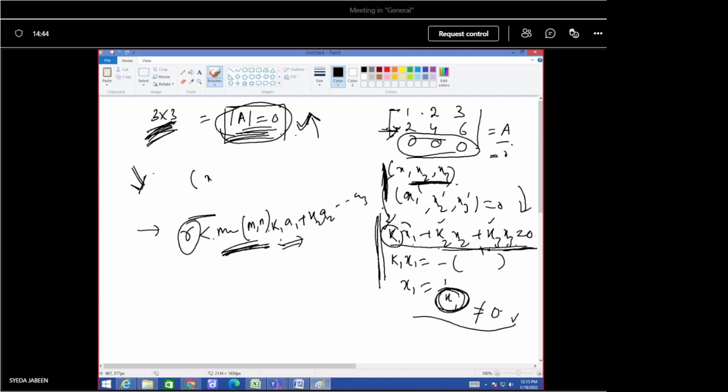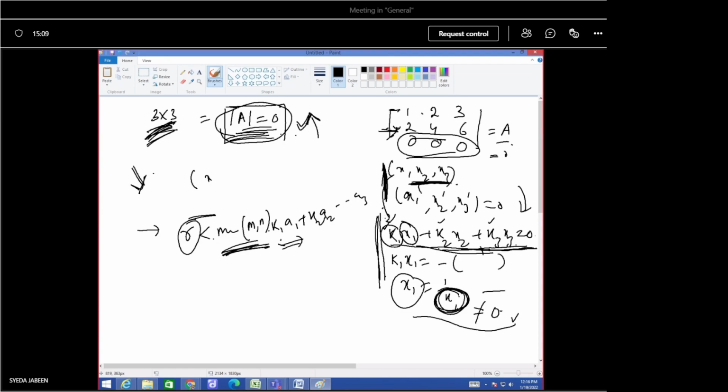Now from this you can get the value of x1 by taking the other elements to the other side. So k1 x1 is equal to the negative of the rest, and you get x1 as 1 by k1 times this. This value will exist only when k1 is not equal to 0, and this will exist when there is a relation. So from this concept also you can say that the vectors will be linearly dependent.